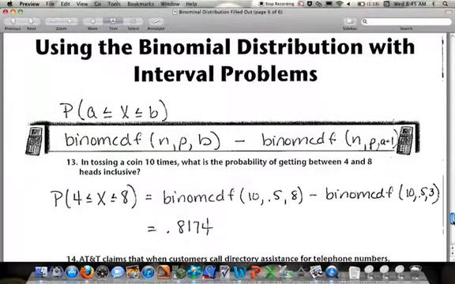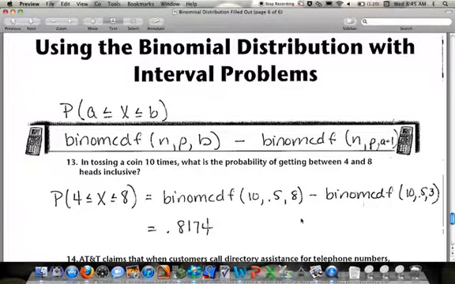Alright, the last type of problems are interval problems, and this, you probably can't tell, looks like a plus, but that is actually a minus there. In this one, I wanted the probability of getting between 4 and 8. Again, I only have those 2 choices for commands. So I do the binomial CDF of up to 8. So I get 0 through 8 for that command, but that's not what I wanted because I only wanted 4 through 8. So I'm going to subtract out 0 through 3, and I'm left with just 4 through 8.